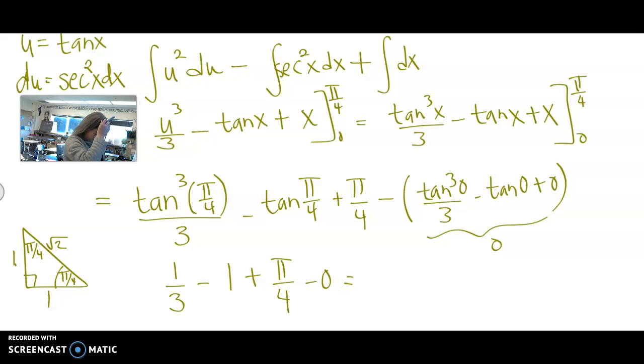And so when you work that through, 1/3 minus 1, which I can make into 3/3, is -2/3 plus pi over 4. And that's our answer in exact form. You can throw it in a calculator if you want to get the approximate value. All right, so that is example 6.